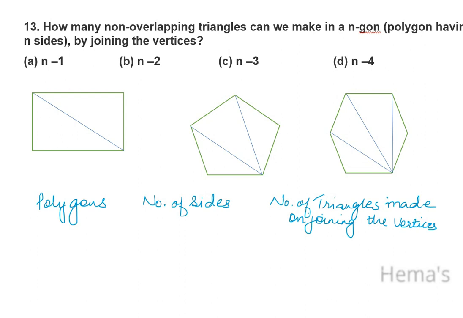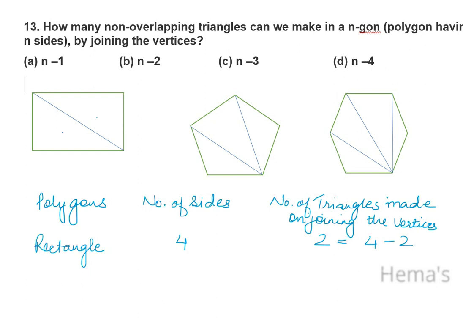So let us see what is the correct option. Here are the three polygons I have taken. Now first is rectangle. Number of sides in a rectangle are 4 and number of triangles made on joining the vertices are 1 and 2. So this can be written as 4, number of sides, minus 2, right?